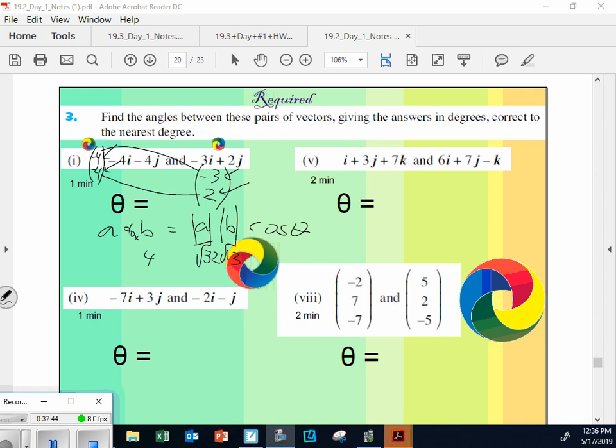Okay, good. So 4 equals root 32, root 13 cosine theta. And I know that looks really messy, but you just have to divide both sides by the square roots there and take inverse cosine. So this is 4 over square root of 32, square root of 13 equals cosine theta. And then you do inverse cosine, and you'll have your decimal.